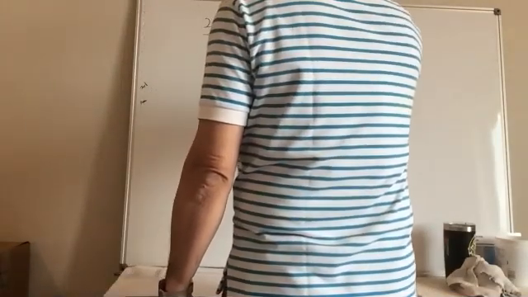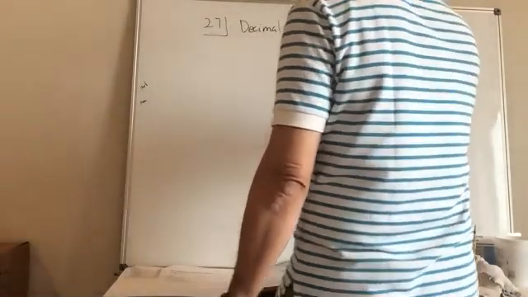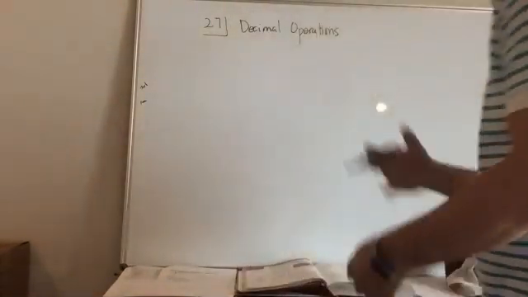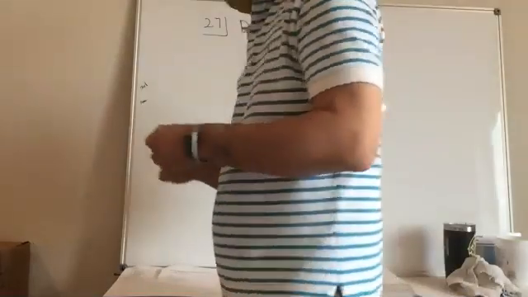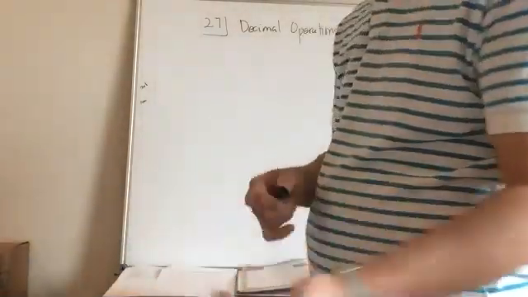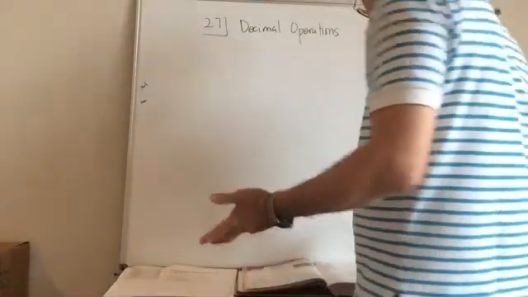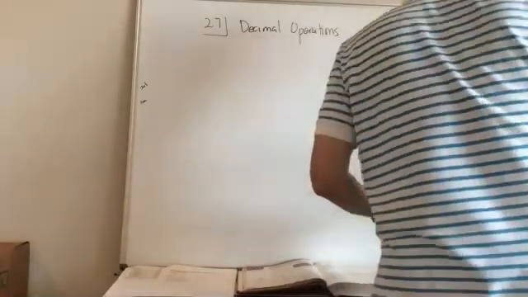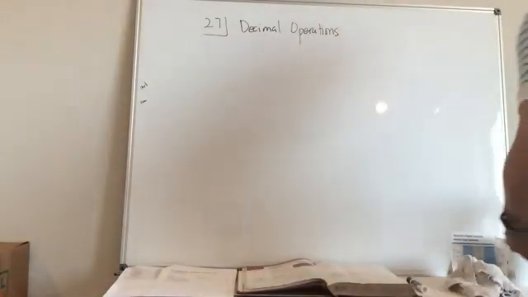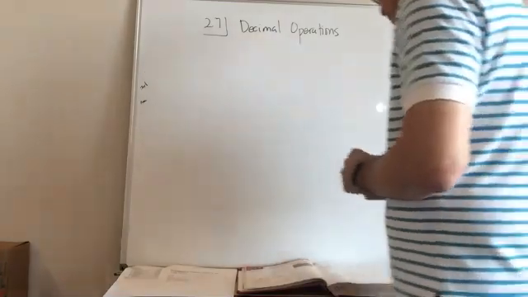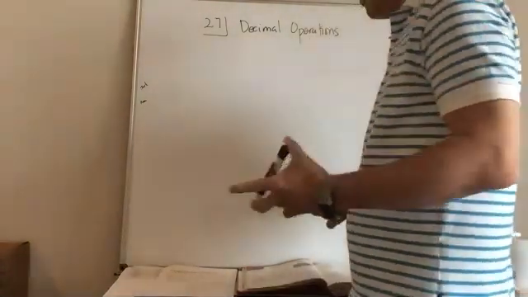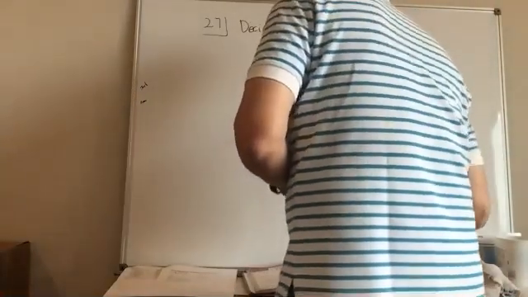Decimal operations. Okay, so this is really a review of everything that we learned so far, because decimals are numbers also. They're the same as integers, the same thing. We're going to use the same operations. Okay, so let's see if we can go ahead and review a little bit on this and we'll work on it. So let's go to example number 1.